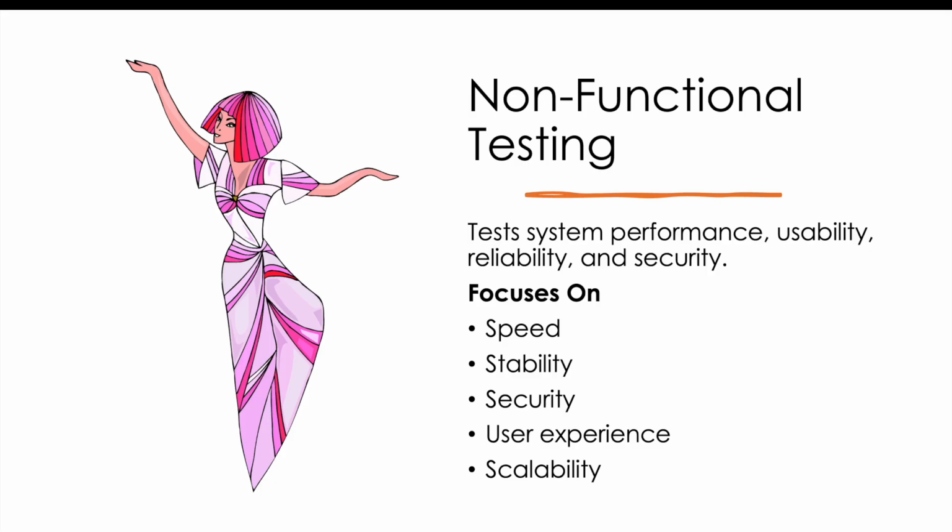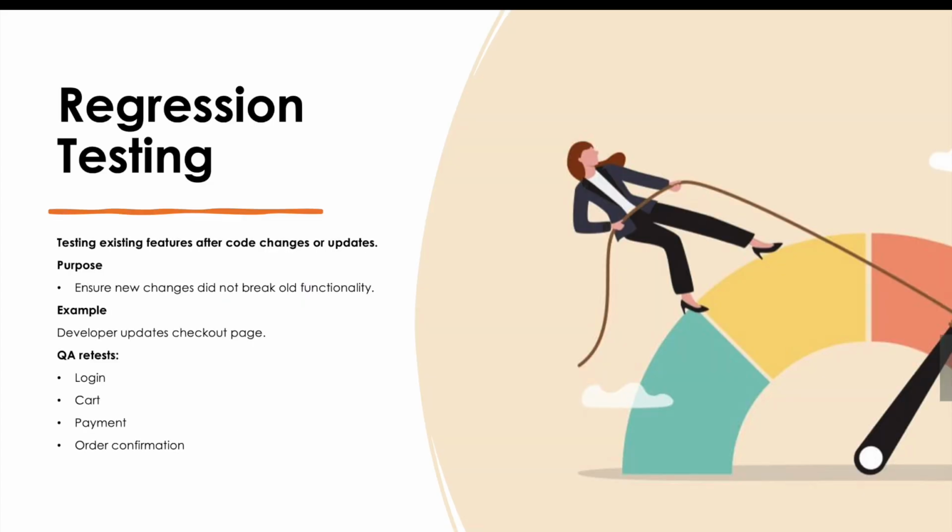Non-functional testing tests systems according to their performance, usability, reliability, and security. So it focuses on speed, stability, security, user experience, and scalability. Regression testing is testing existing features after code changes or updates. The purpose is to ensure new changes did not break old functionality. For example, a developer updates the checkout page, and the QA would retest the login, cart, payment, and order confirmation.